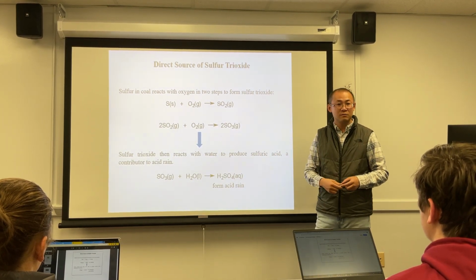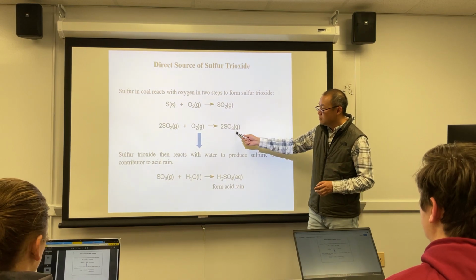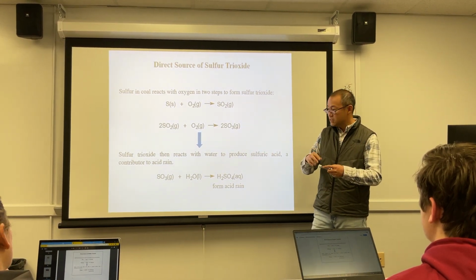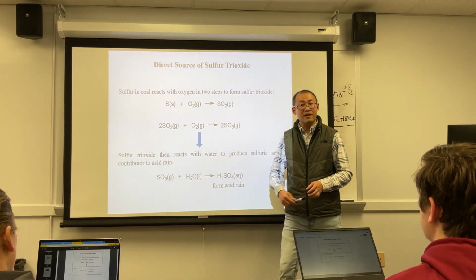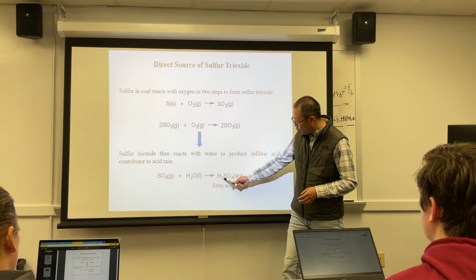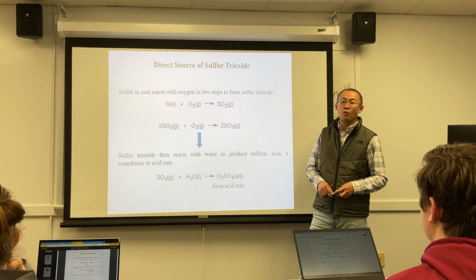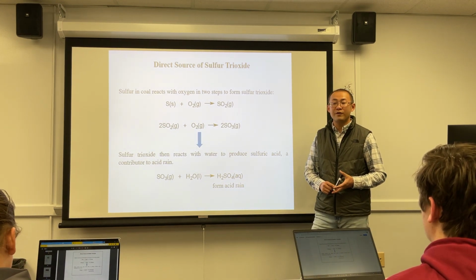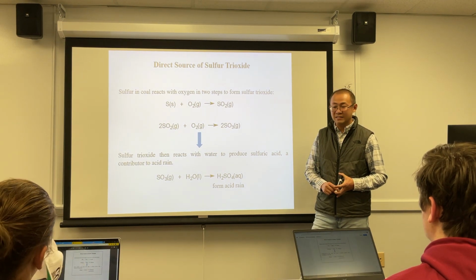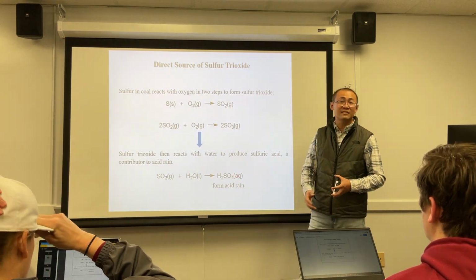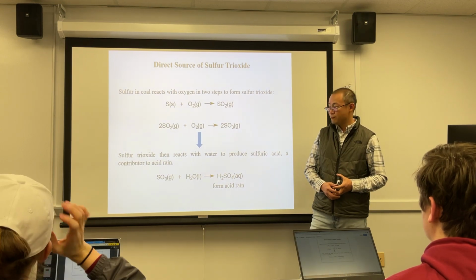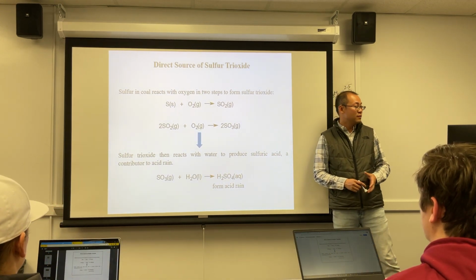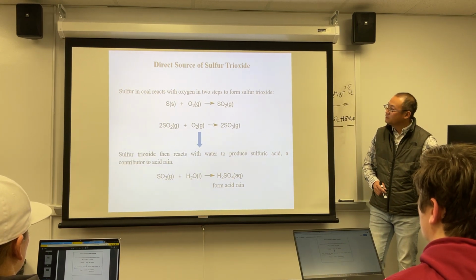And then sulfur trioxide, if it meets moisture in the air, will form a compound with the formula H2SO4. We call this sulfuric acid. Okay, sulfuric acid. That is the source of acid rain. So these are reactions showing you the direct source of sulfur oxide.